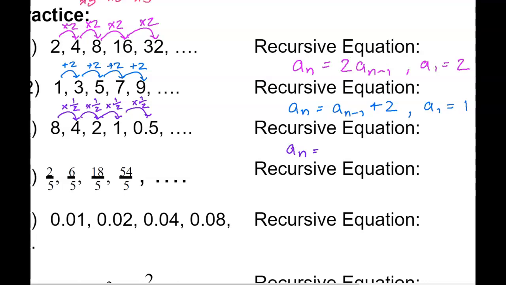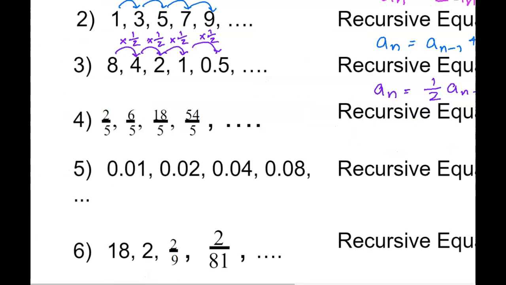You can either do that or just write a sub n equals 1/2 a sub n minus 1. So you can either write 1/2 a sub n minus 1 or a sub n minus 1 divided by 2. And then we state our first term, a sub 1 equals 8.